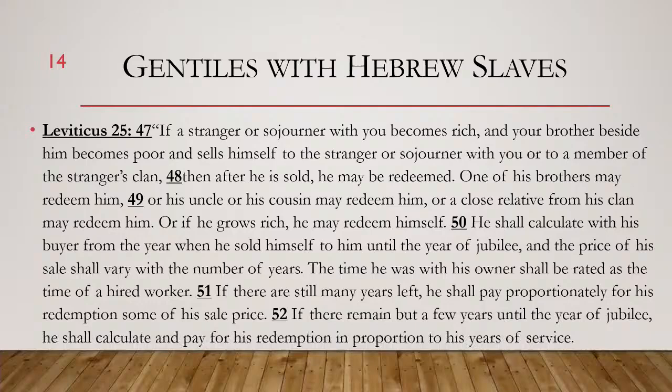Anyway, you get the picture, that it was possible for a Hebrew to sell himself to a Gentile that was living amongst them, and to become a bond servant of that person. They could calculate what their value was over time and then pay themselves off, or one of their relatives could redeem them if they wanted to as well. But the point is that this was not free play here. There was regulation on how all of this stuff was to work.